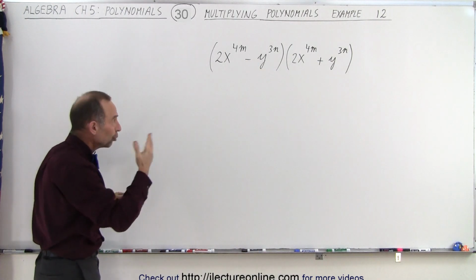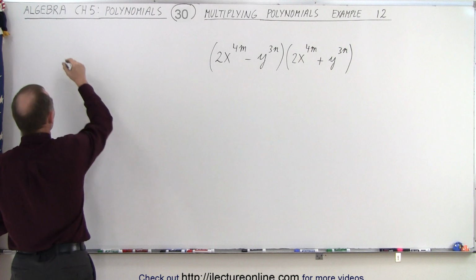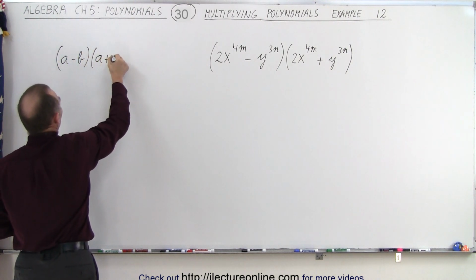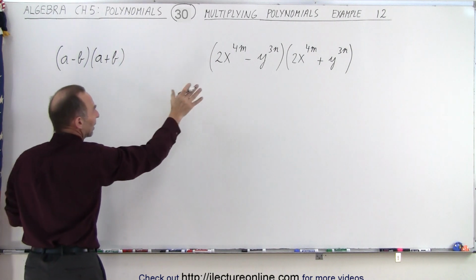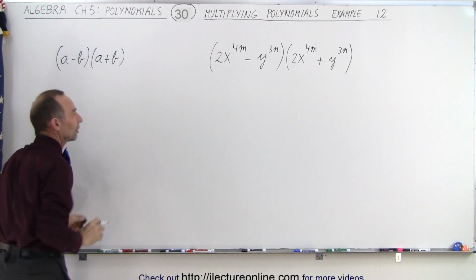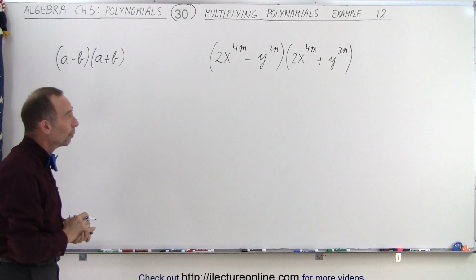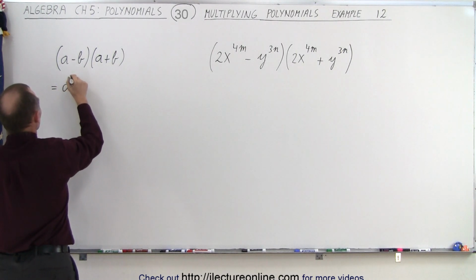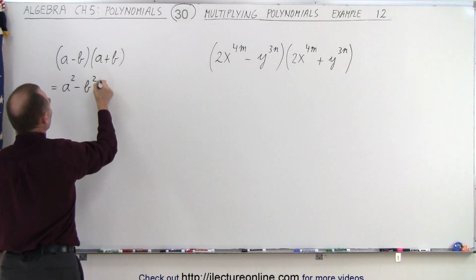So the general form of that particular example looks as follows. It would be a minus b times a plus b. So it's always important to recognize this as being nothing more than something like that in a more complicated form. And we know how to solve this problem. This is simply equal to the first term squared minus the second term squared.